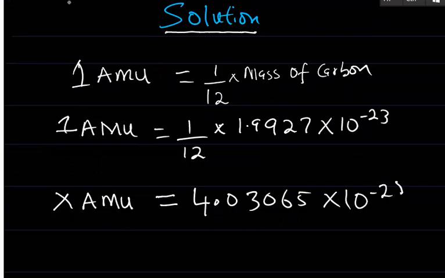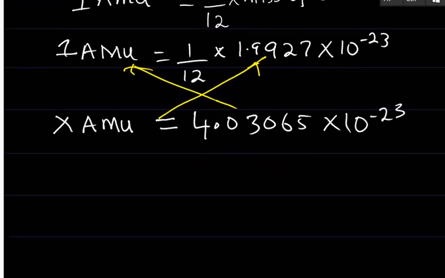So in this case, to get the value of X, the atomic mass of magnesium, all we need to do is cross multiply. In this particular relationship, it's a proportion. I will just cross multiply.